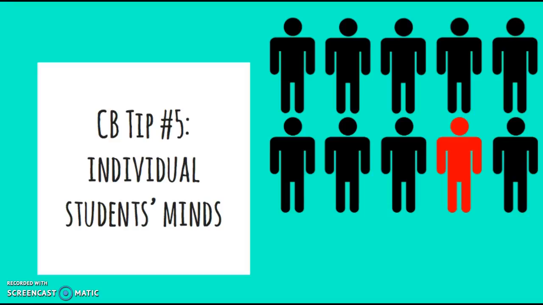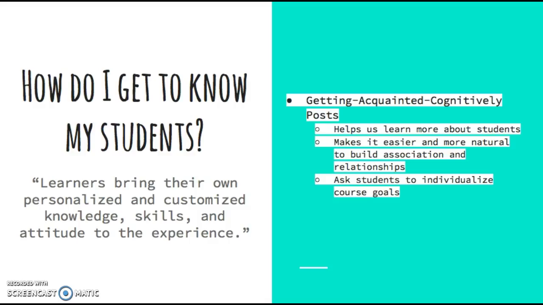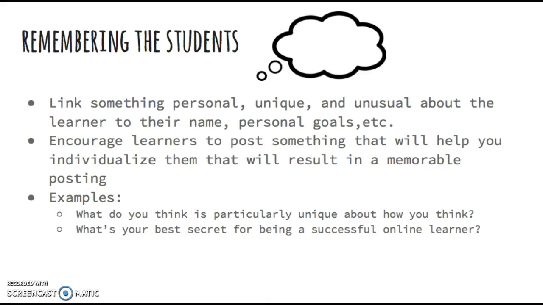Tip 5 piggybacks on the idea that you, as a facilitator, must also get to know your students' minds individually. According to Vygotsky's zone of proximal development, getting acquainted cognitively through posts allows facilitators to get to know how students think. It makes it easier and more natural to build association and relationships. You may want to ask students to individualize the course goals at this time. Encourage learners to post something that will help you individualize them, such as asking them, "What do you think is particularly unique about how you think?" Remember, linking students to these individual learning styles not only allows faculty to get to know their students, but it also helps build that social presence.